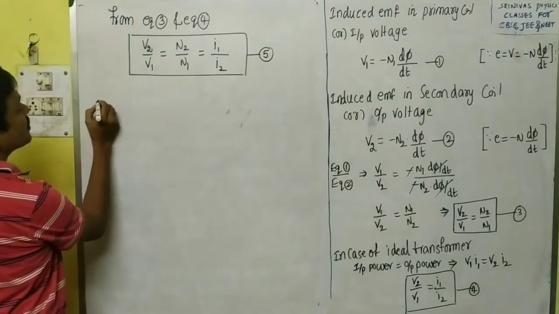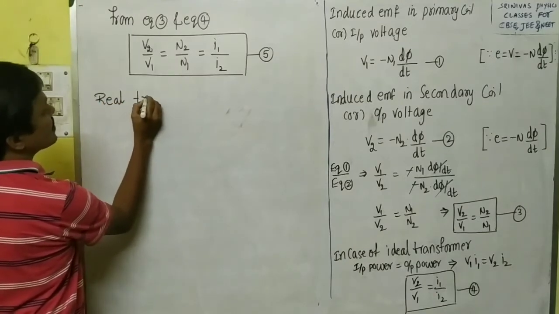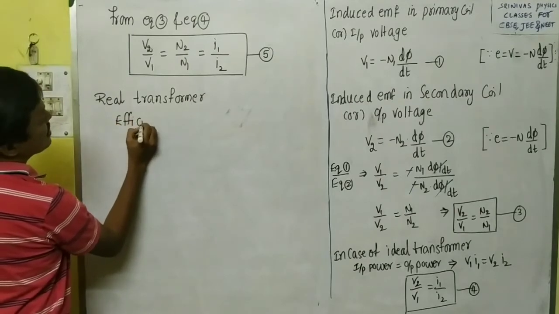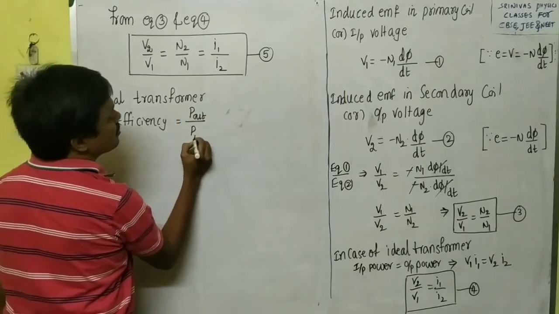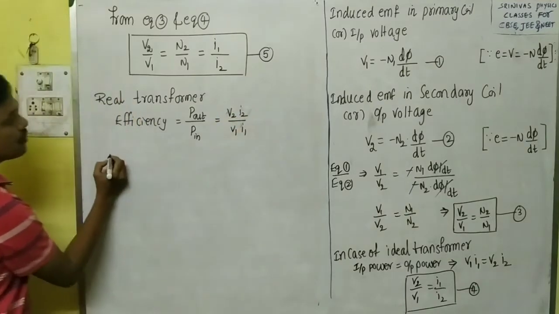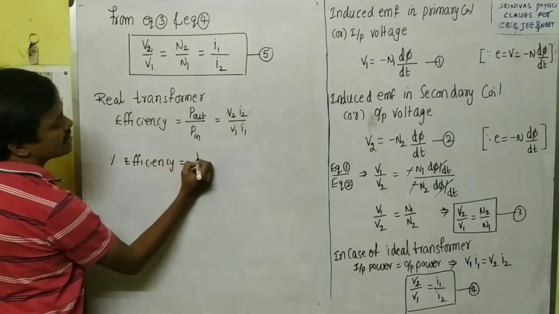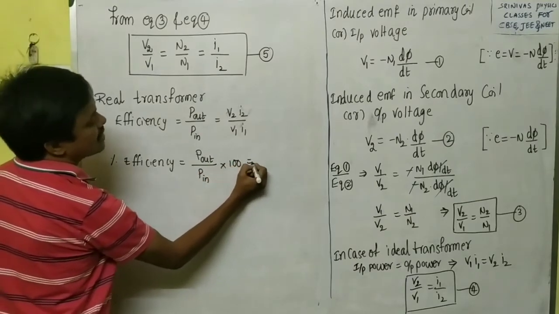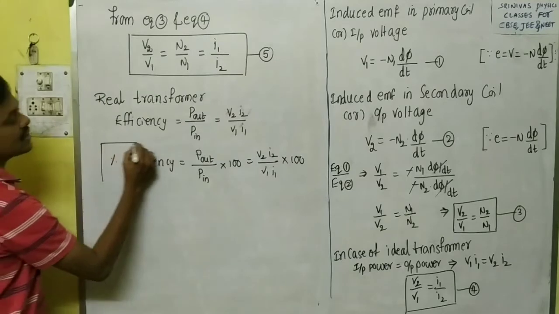And here is the transformer efficiency for real transformers. How can we calculate the efficiency of a transformer? Efficiency is the output power by the input power, that is V2 I2 by V1 I1. If you want the percentage of efficiency, the formula is output power by input power into 100, which is V2 I2 by V1 I1 into 100.